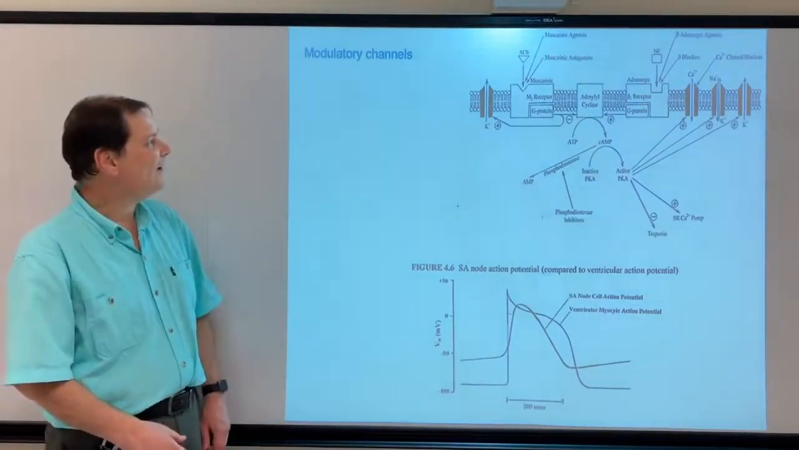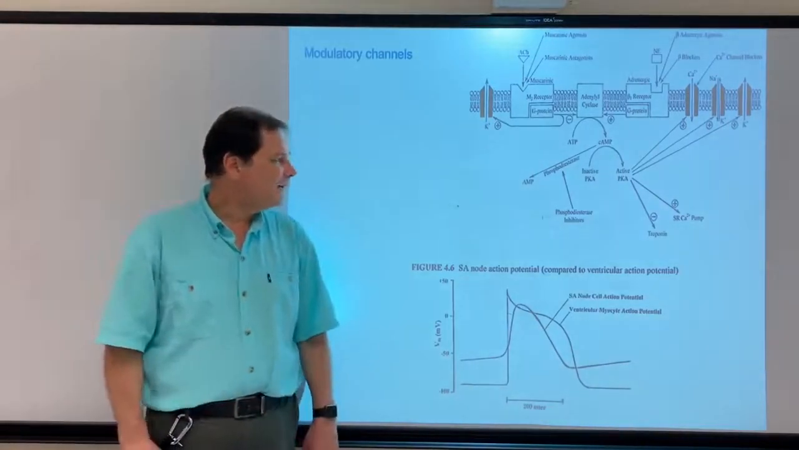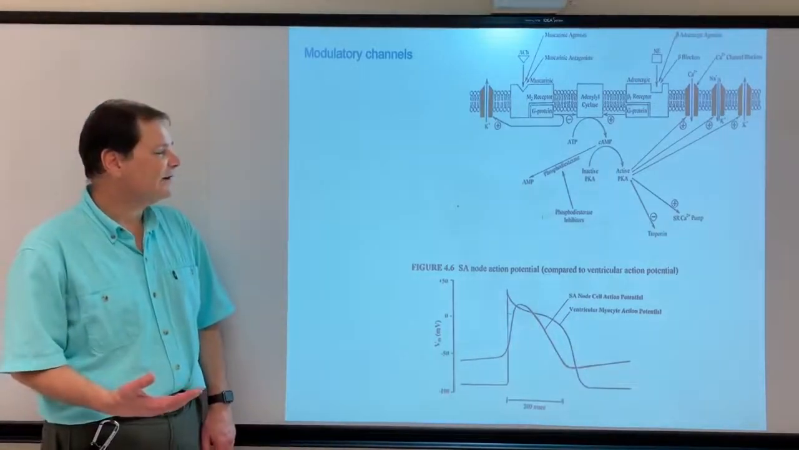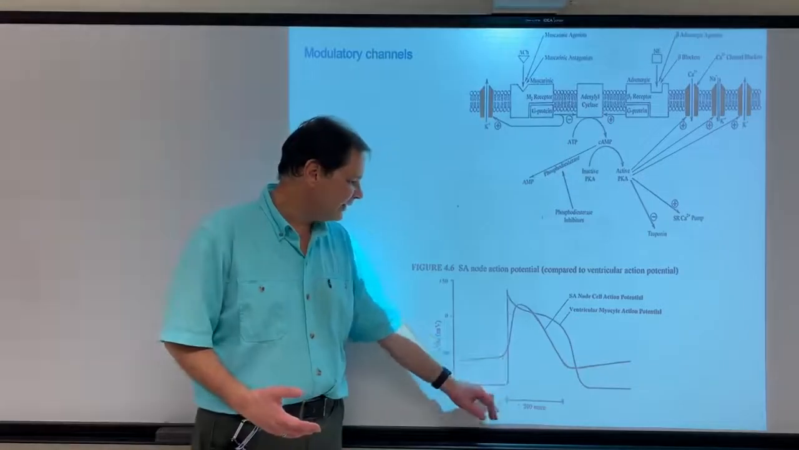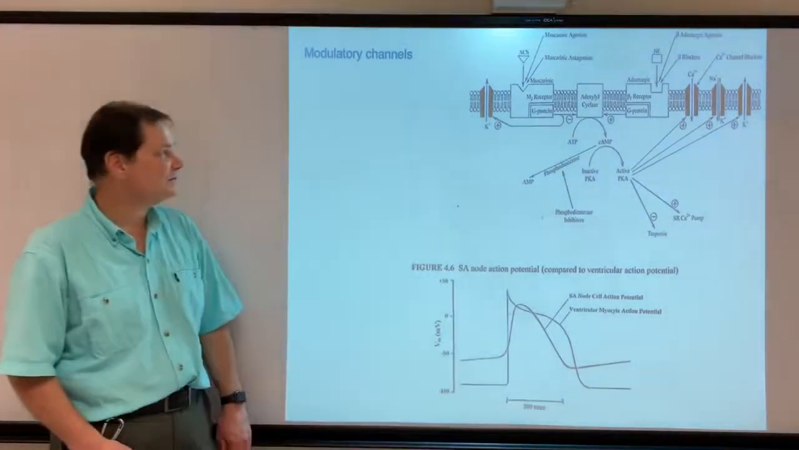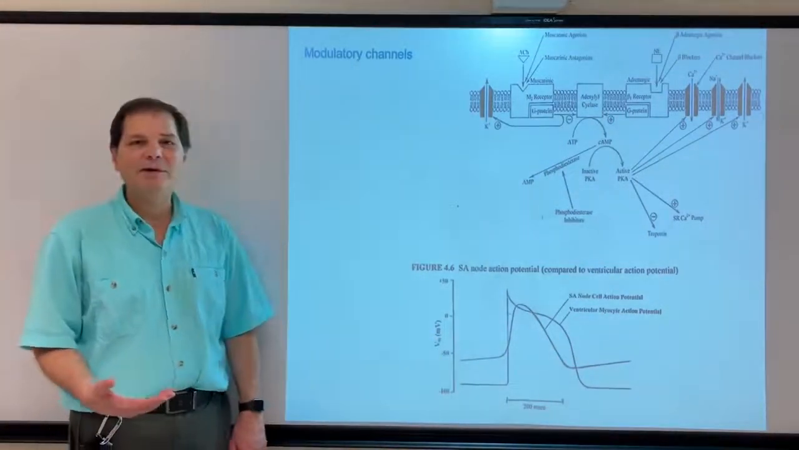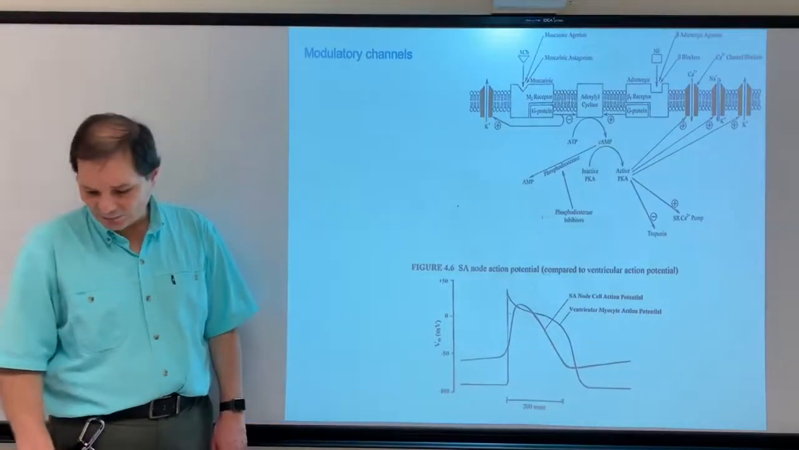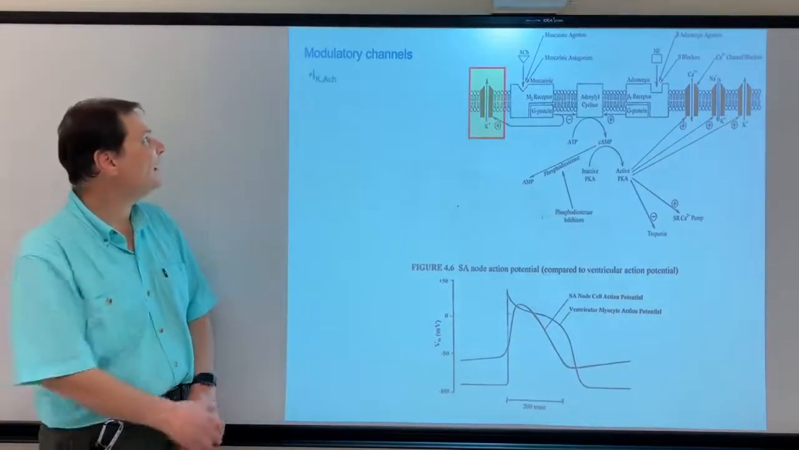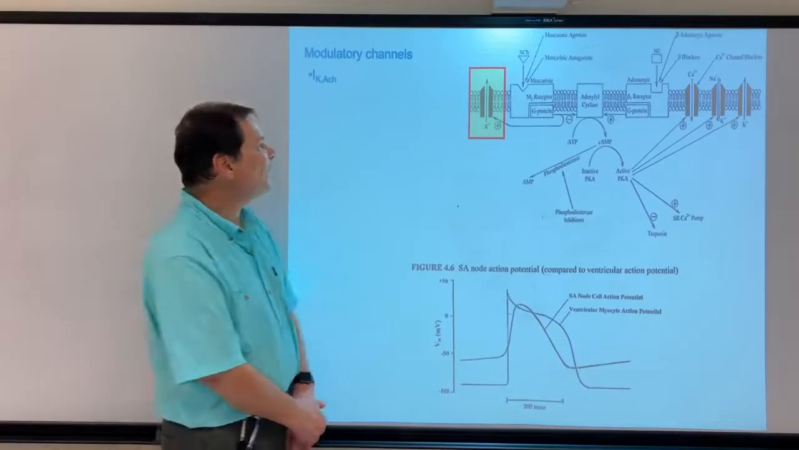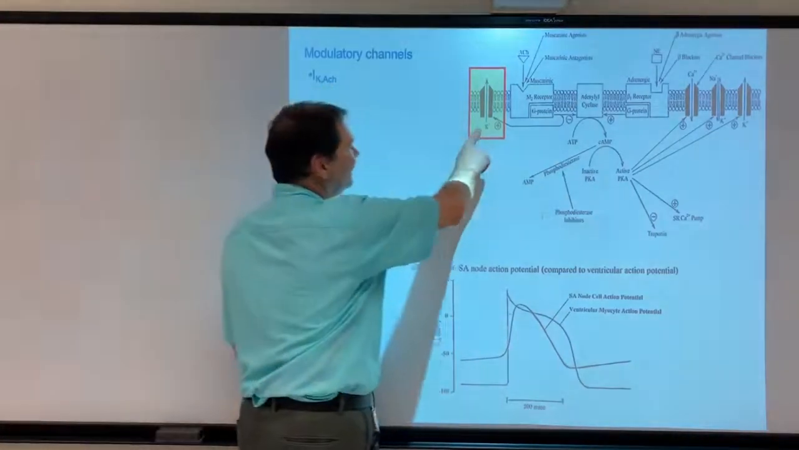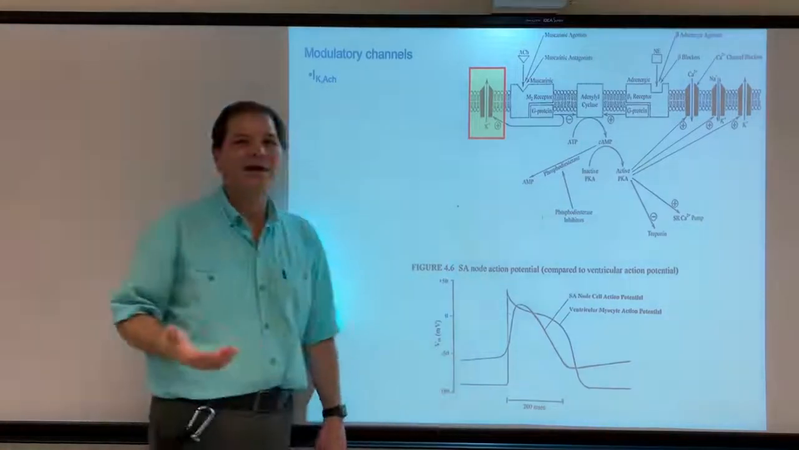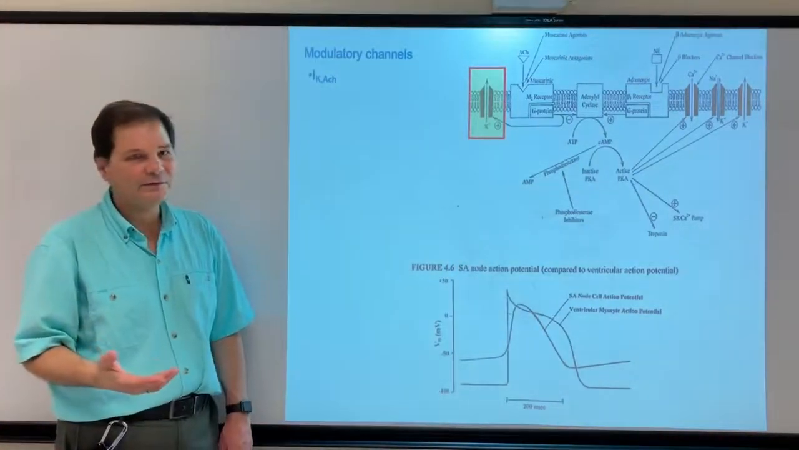So here we have a number of modulatory channels in the SA node and in the ventricle. Here's our SA nodal action potential, here's our ventricular action potential. There are at least three that you should probably be aware of, that we're going to go over right now, okay? The first one is relatively important. This is our acetylcholine-gated potassium channel. This is in your SA node and AV nodal cells, okay?